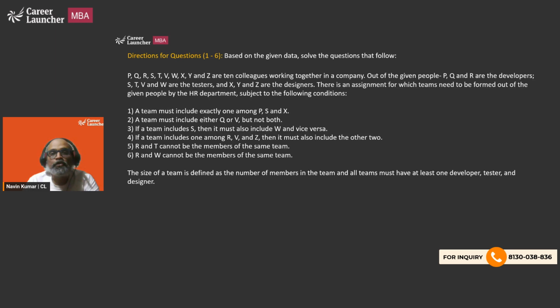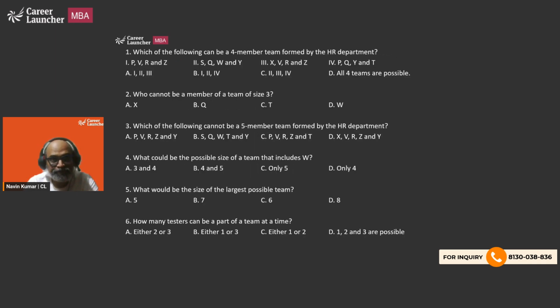In order to solve sets like these, we do not draw anything right away. What we do is we just go through these stem statements, and then we straight away jump to the questions, and we solve questions one by one as if each is a set in itself. Going through all the additional statements and trying to figure out how we can form the teams is going to be useless because every question is going to be conditional.